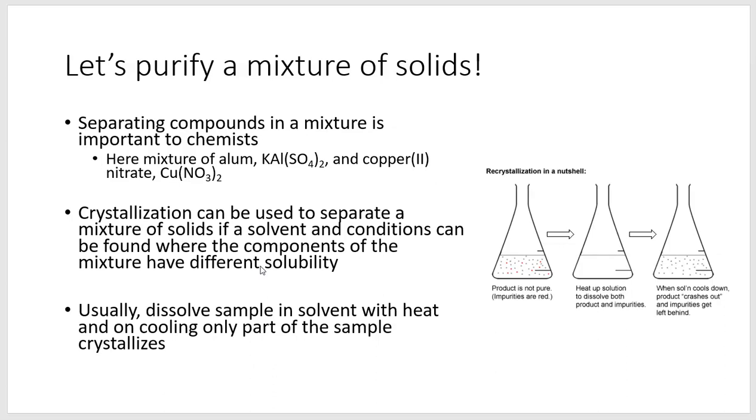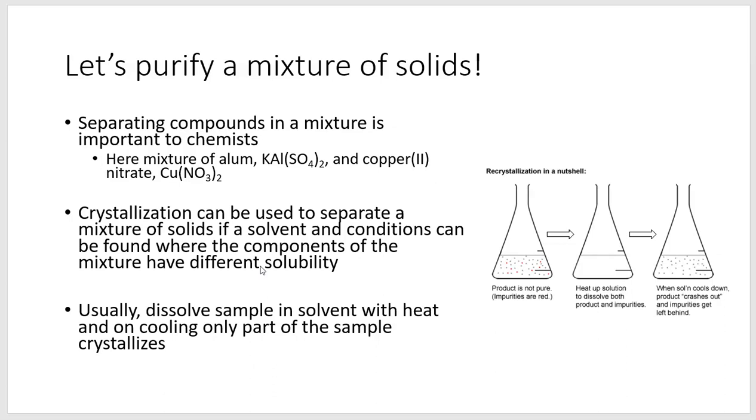Sometimes that's so you can separate the components and then use one of the components specifically in a different application. Sometimes it's just to do the analysis part. If you want to figure out what's in a mixture, oftentimes the first step is to separate into individual components. So separations are really important for chemists, and this is sort of the oldest and one of the simplest types of separations.